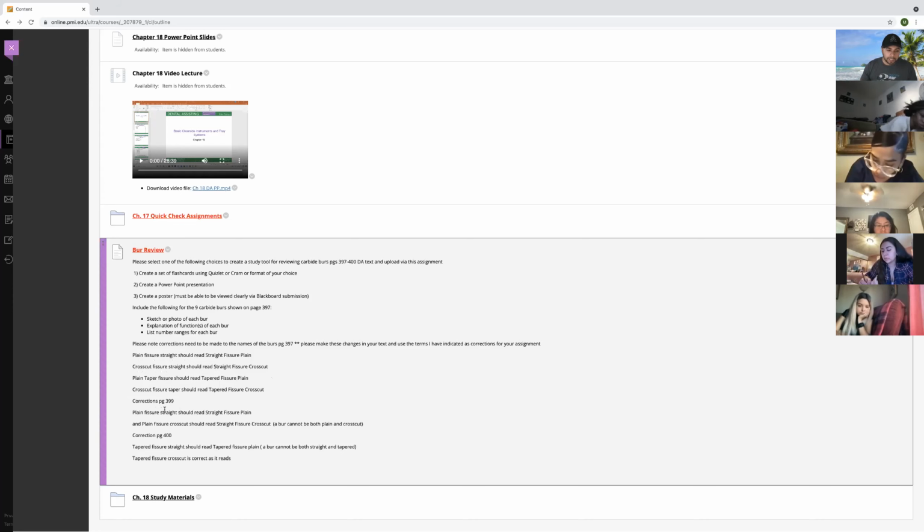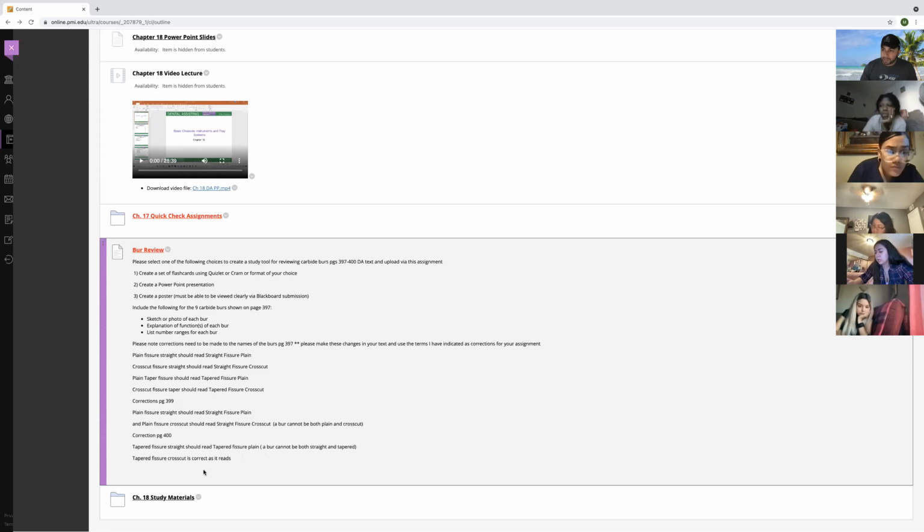So the corrections on page 399 are: instead of a plain fissure straight, it should read a straight fissured plain, and a plain fissured crosscut should read a straight fissured crosscut. A burr cannot be both plain and crosscut at the same time. It's either or. On page 400, a tapered fissured straight should read a tapered fissured plain, because a burr cannot be both straight and tapered. Tapered fissured crosscut is correct as it reads, but most of these corrections should be made.